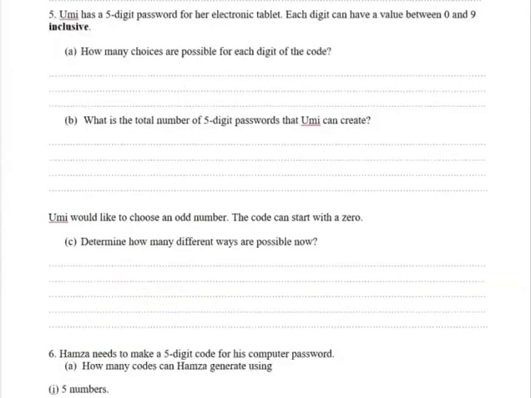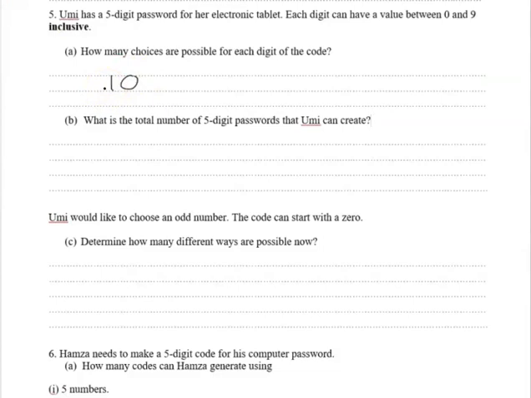Umi has a 5-digit password for her tablet. Each digit can have a value between 0 and 9 inclusive. How many choices are possible for each digit of the code? Now, 0 to 9 inclusive, that is going to be 10 digits, as we are including the 0 and the 9. So there are 10 possible choices for each digit of the code.